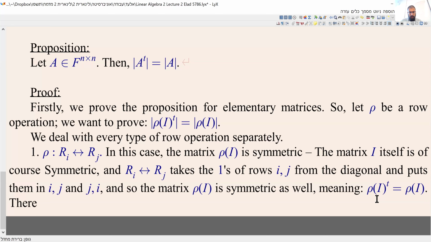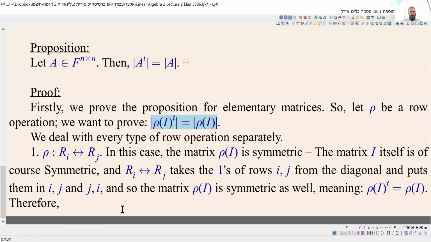Therefore, same matrix, of course, the same determinant.